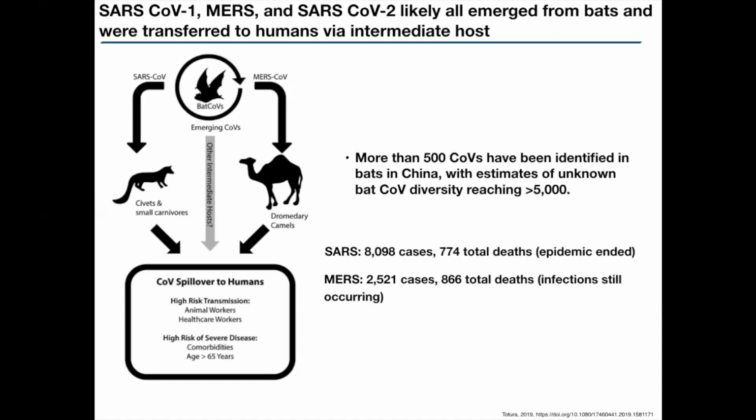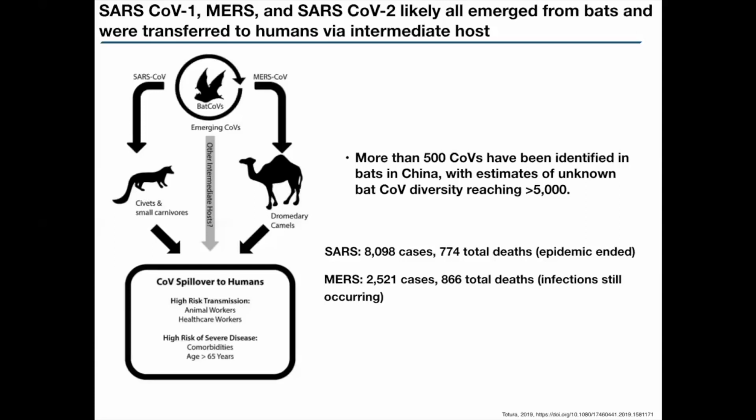It's worth comparing the other 2 highly pathogenic zoonotic coronaviruses, SARS and MERS, to the current pandemic. So SARS, which emerged in late 2002, caused a little over 8,000 cases and 774 deaths globally. This was an epidemic that lasted about a year. It was mostly brought under control in 2003, and the last cases were seen in a laboratory outbreak in 2004. But the epidemic is now ended.